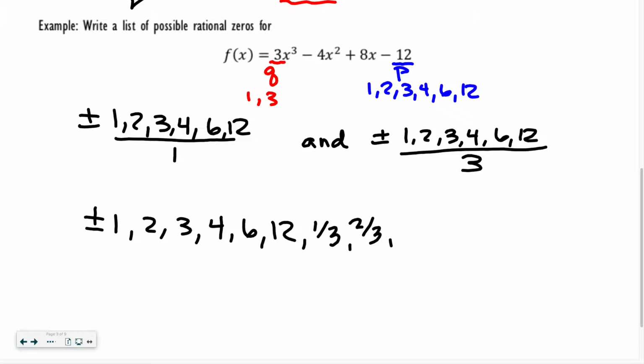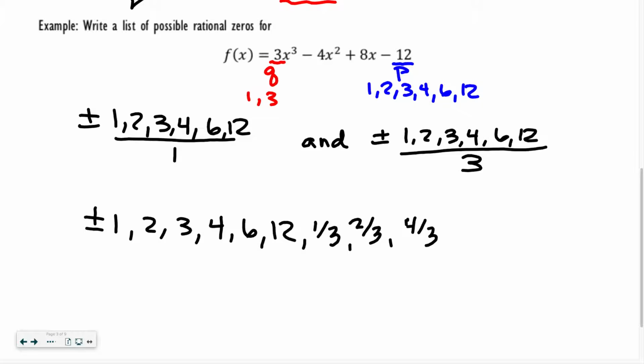But when I get to 3 over 3, that's really 1, which is already on the list, so I don't have to write it again. And then 4 over 3 is new. 6 over 3 is 2, and 12 over 3 is 4, so I don't have to rewrite those. So I just added 3 fractions. That means I have 9 positive and 9 negative possible zeros. So I still have a list of 18 numbers to check.